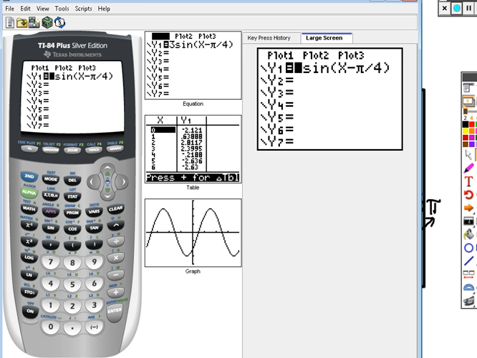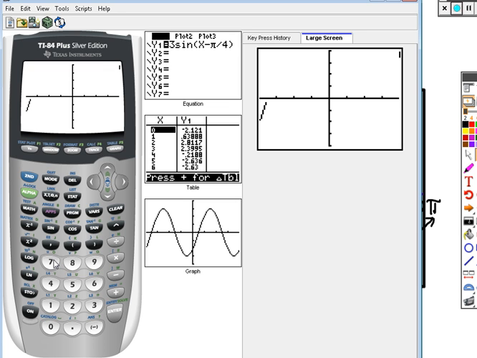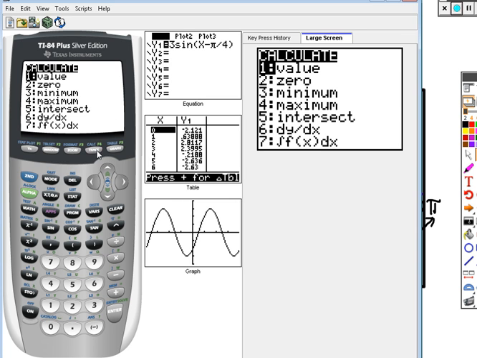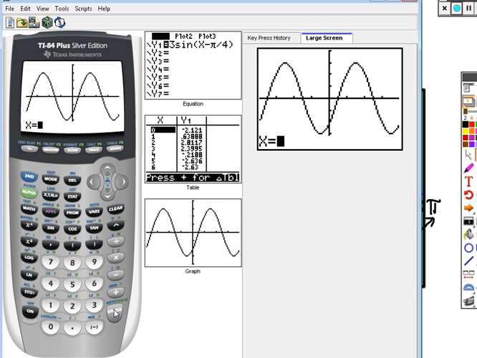You could, again, graph this on your calculator, do a zoom trig as a check. And if you're just checking your homework, you can certainly do a second calc. So second calc value and input that 3 pi over 4 for x. And your calculator should spit out the y value too.